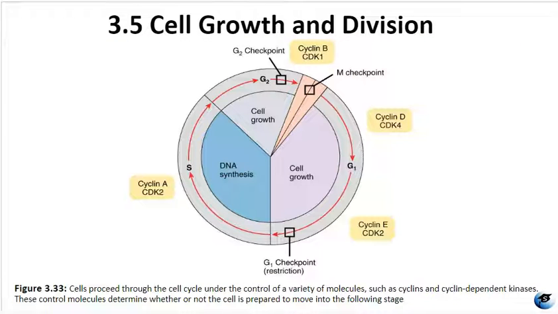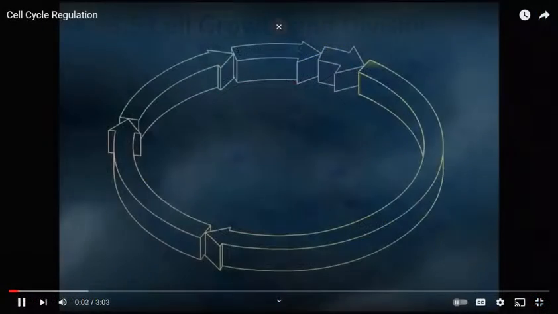Figure 3.33 gives an overview of how cyclins and cyclin-dependent kinases regulate cell division by forming complexes that control progression through the cell cycle. Cyclins are proteins whose levels rise and fall, and their binding to CDKs activates these kinases. The activated CDK-cyclin complex triggers specific events such as DNA replication or mitosis by phosphorylating target proteins and thus regulating the cell cycle. Cell growth and division are divided into phases.